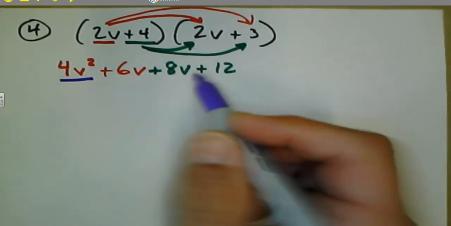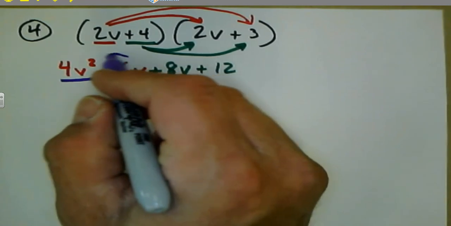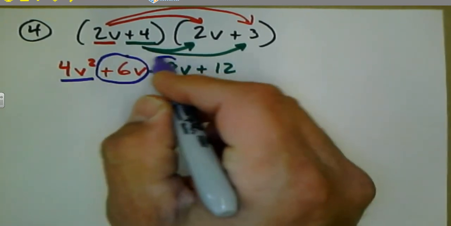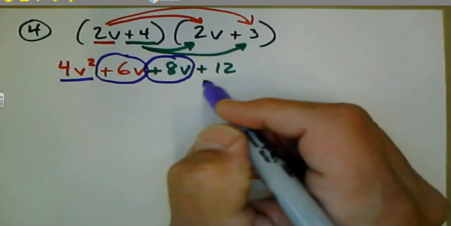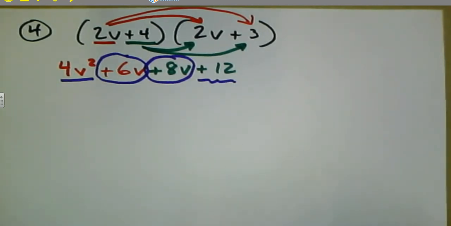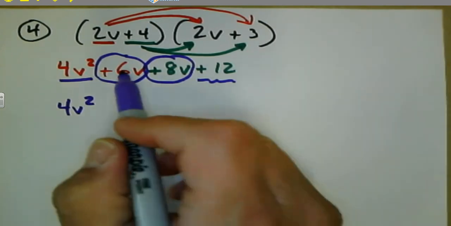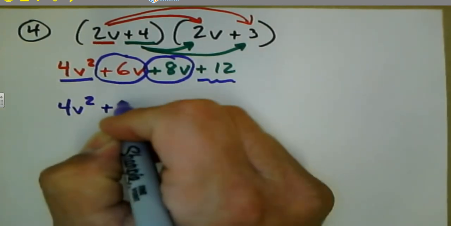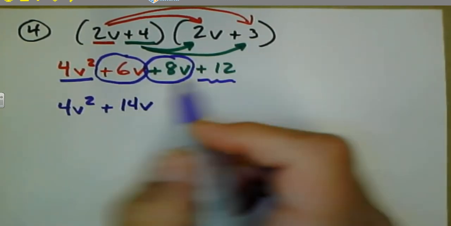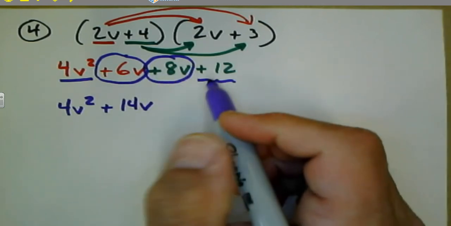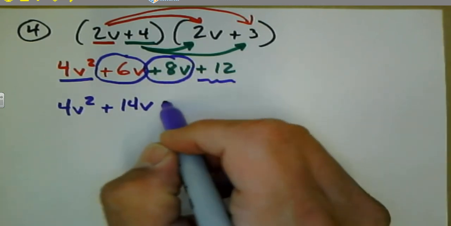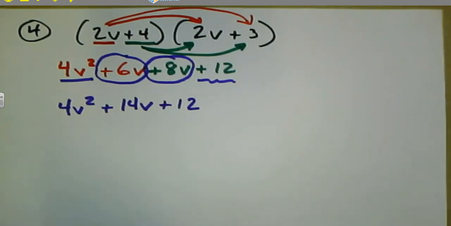4V squared, nope, nothing there. But we do have 2 V's, and then nothing for that 12. So we just combine like terms, 4V squared, nothing to add it to. 6 and 8, 14V. Do not add the V's together. We don't do that on like terms. And then nothing to add to the 12, so it's just 12.